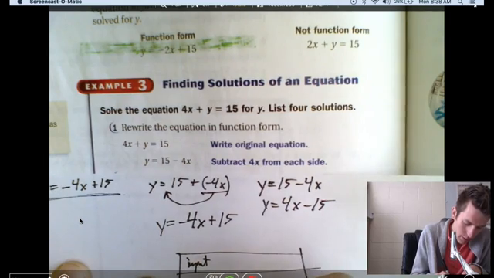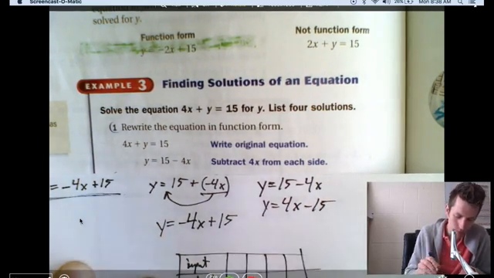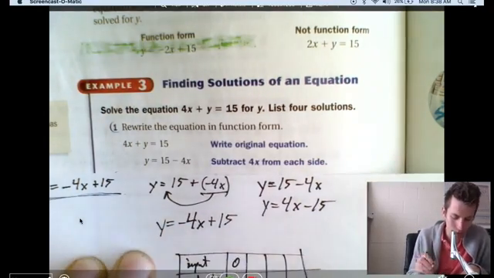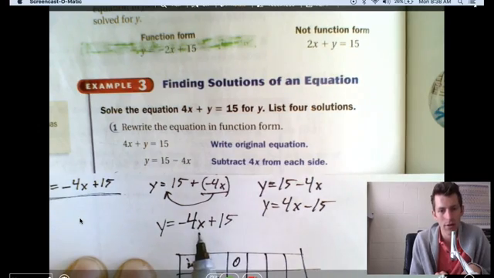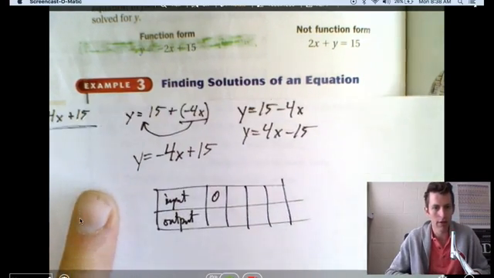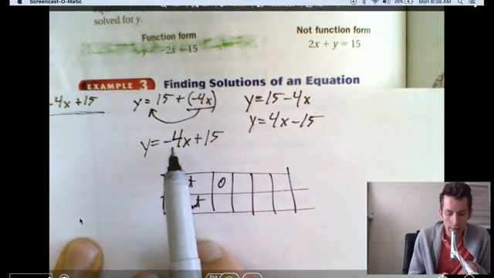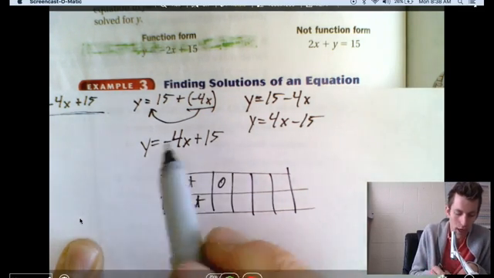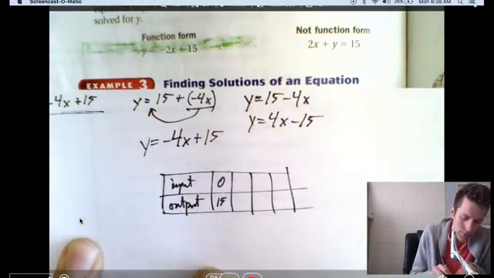Input, that's the x. Output, that's the y. We'll just do a couple of these. So, let's input 0 for x. Why not? That's really easy. If x is 0, negative 4 times 0 is 0. That's gone. Plus 15. So y would equal 15 if x was 0.